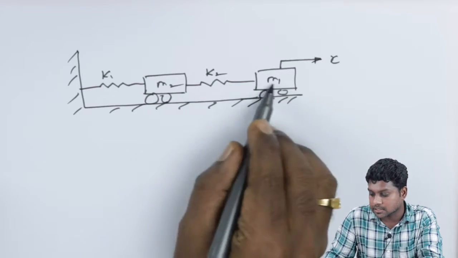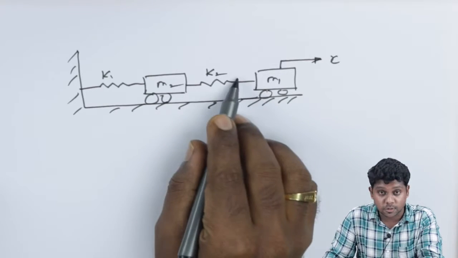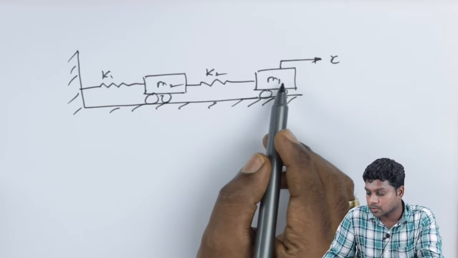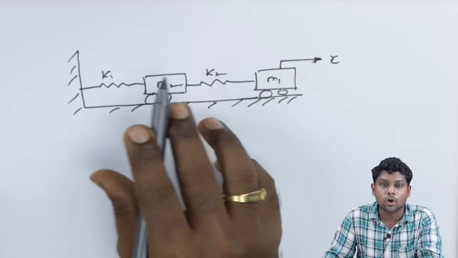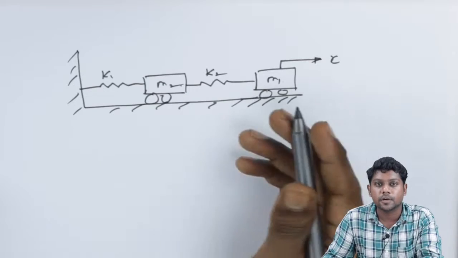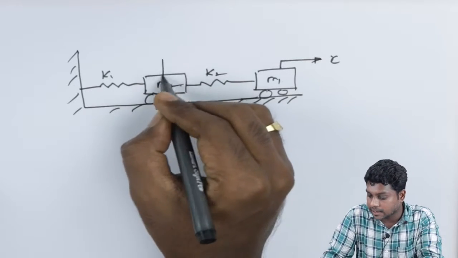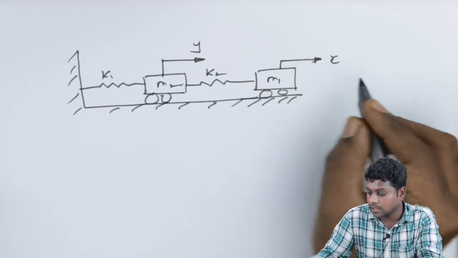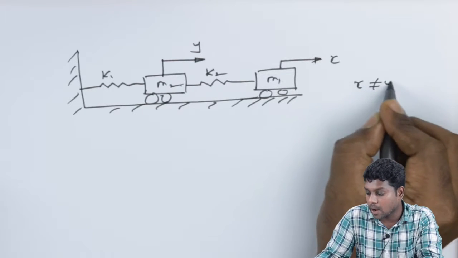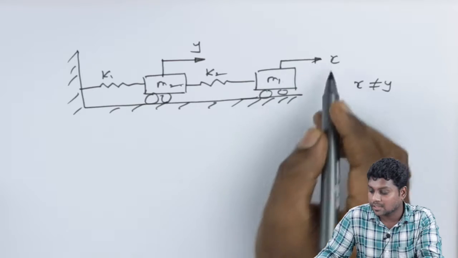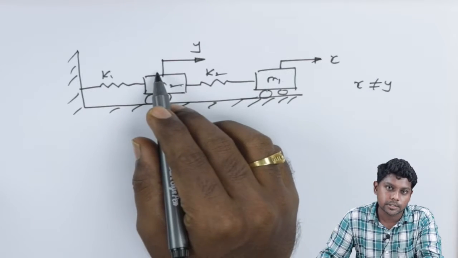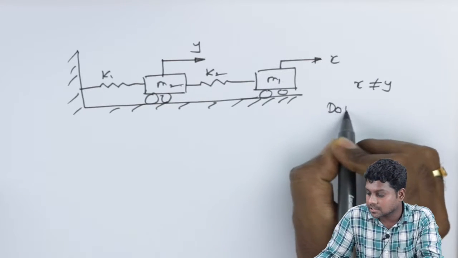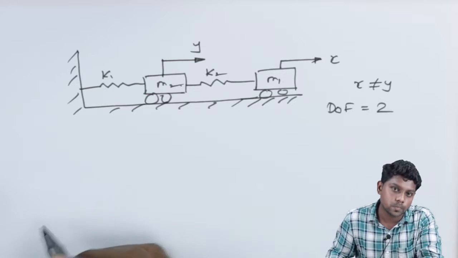Since these two masses are connected with the help of a spring, obviously the displacement of mass m1 and m2 will not be the same. It will be different. So let us take that displacement to be, let us say, y. So here this x and y are not equal. Therefore these two are independent coordinates. Therefore the degree of freedom of this system would be 2.